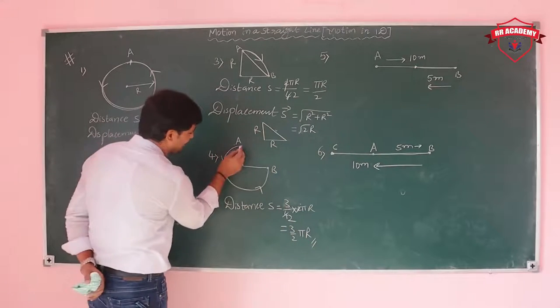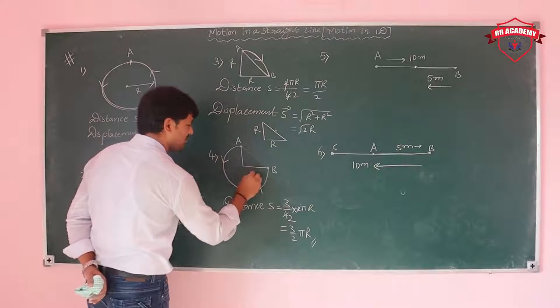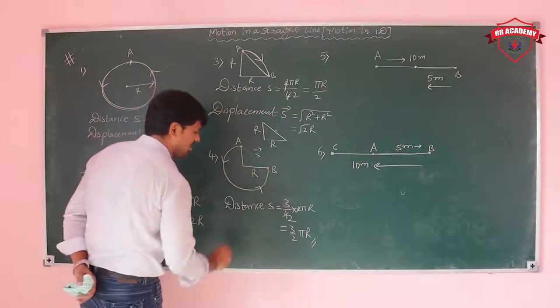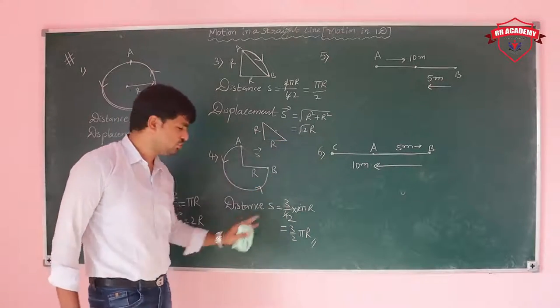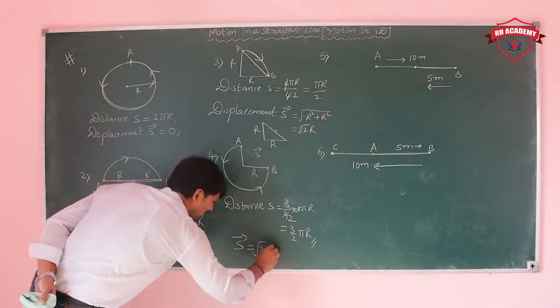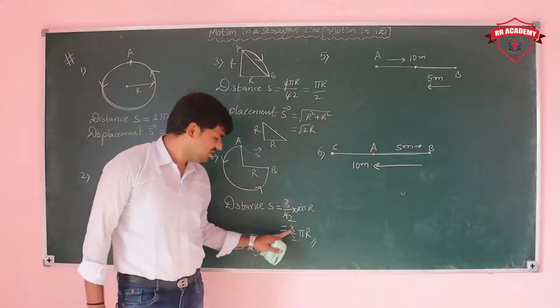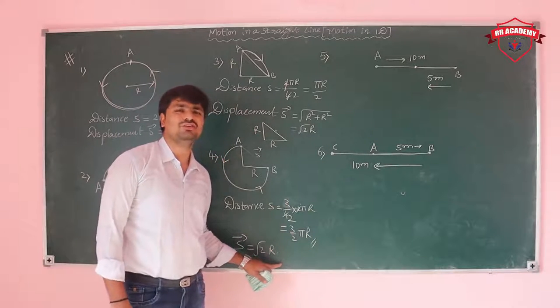And for displacement, this is the initial point and this is the final point, and this will be the displacement. How much? Root 2 r. Displacement is equal to simply root 2 into r. Distance is equal to 3/2 pi r. Displacement is equal to root 2 into r.